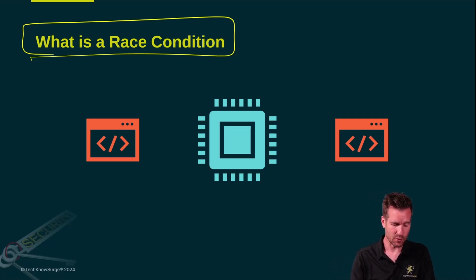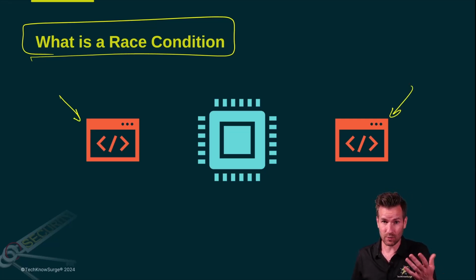There's lots of examples we could give, but we're going to give an example of two different programs. It could actually be the same program, but multi-threaded, with two processes happening at the same time. But in this example, let's just use two different programs. They both have access to some variable, and this variable is stored here, and it's a 3.